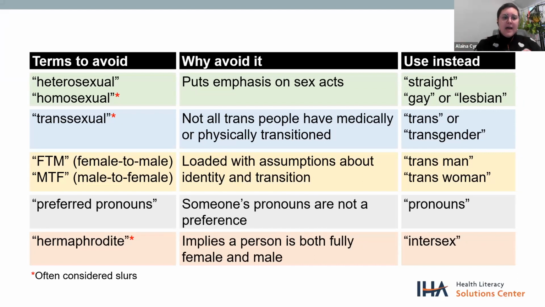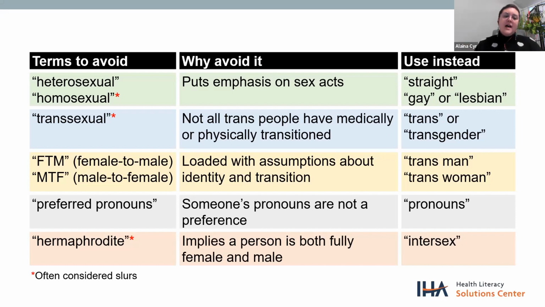FTM, MTF, female to male, male to female. A lot of the younger crowd uses these terms, but again, they're loaded with assumptions about someone's identity and their transition. So it assumes that at some point that person considered themselves female and now they consider themselves male, or it could also imply that they were once female, they had a female body, and now they have a male body, which again is not necessarily the case. So again, trans man, trans woman are better terms to use in those situations. Preferred pronouns, again, avoid. They're not a preference. They are just someone's pronouns.